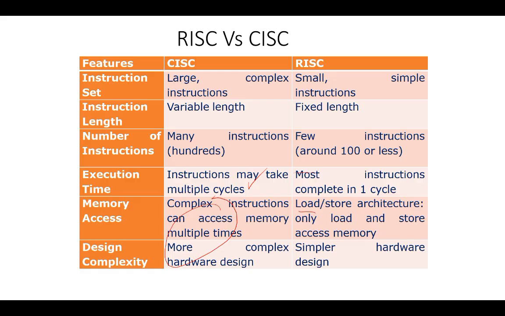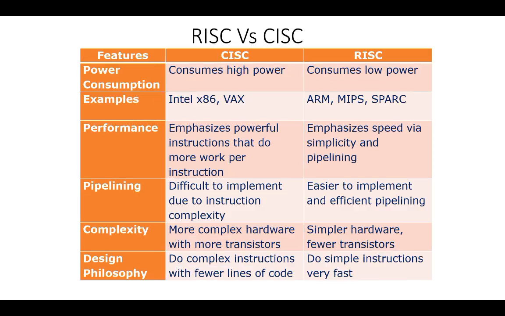With respect to design complexity, CISC has a more complex hardware design, while RISC has a simple hardware design. For examples, RISC has the ARM processor and MIPS, SPARC, whereas CISC has real-time examples such as Intel x86 and VAX. With respect to power consumption, CISC consumes higher power compared to RISC, which consumes low power.